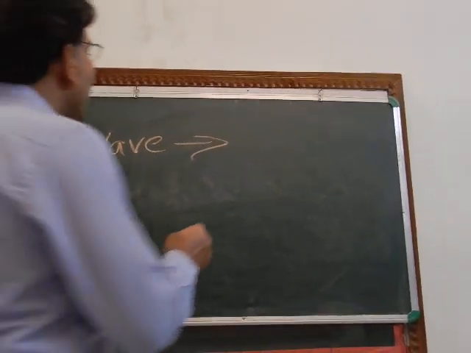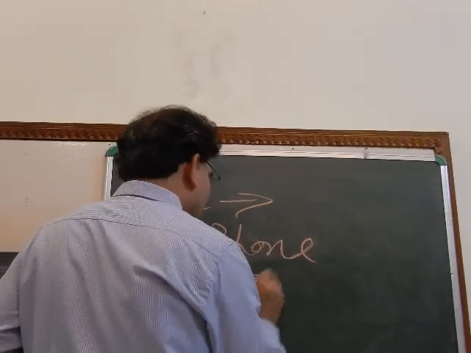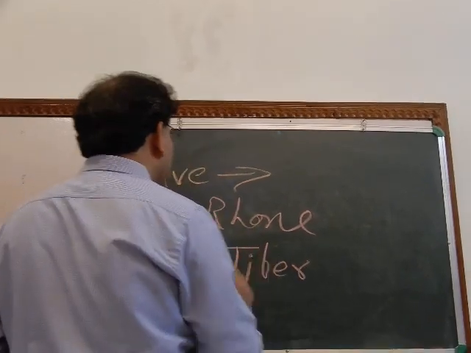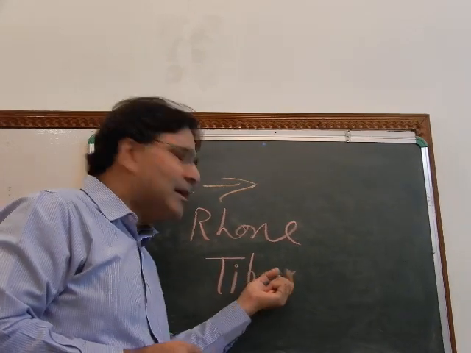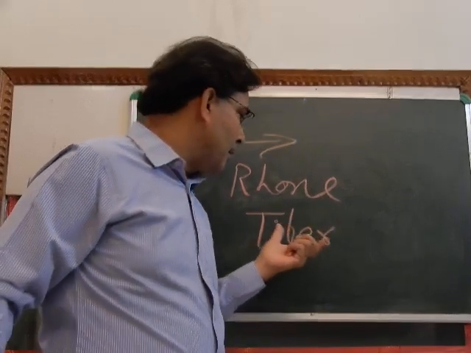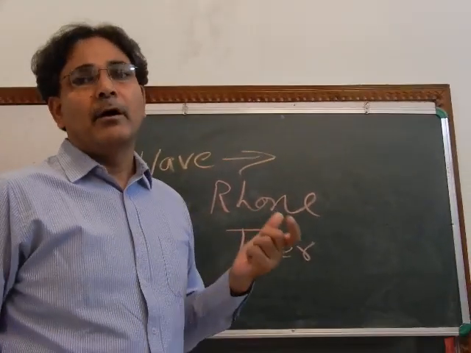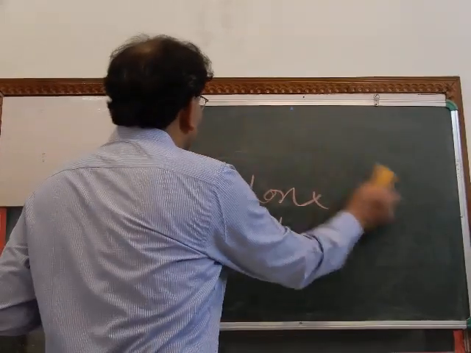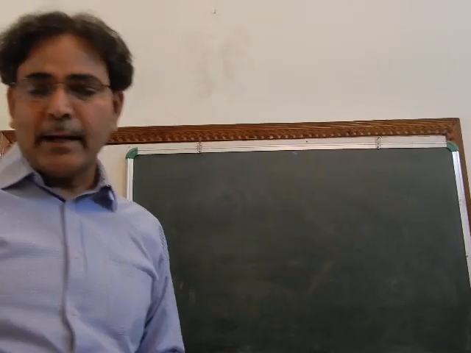The Rhone and Tiber, these two rivers, are very important examples of wave dominated deltas. The Tiber river of Italy is very famous because generally all rivers are considered as mother, whereas the Tiber river of Italy is considered the father. So there are three types of delta: river dominated, wave dominated, and tide dominated.